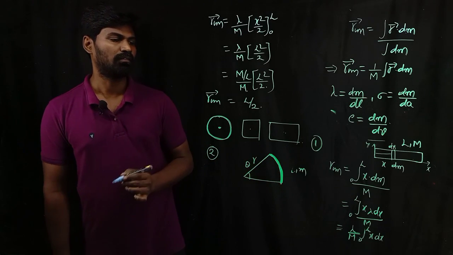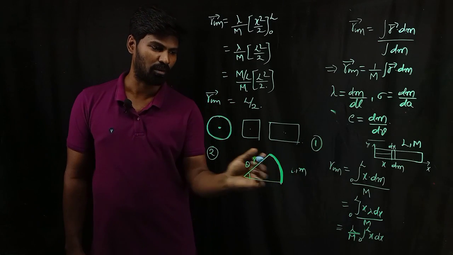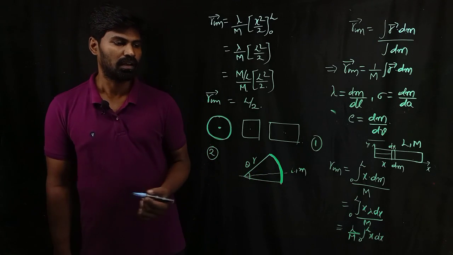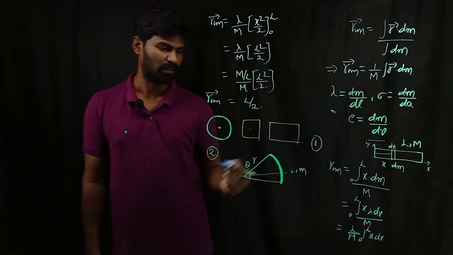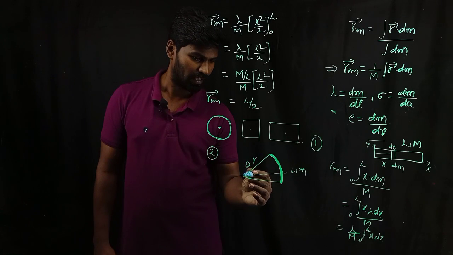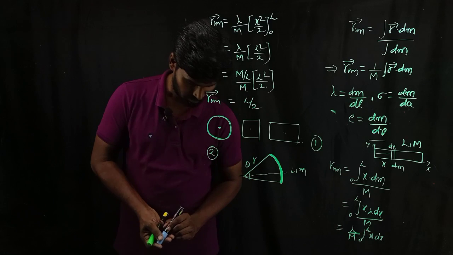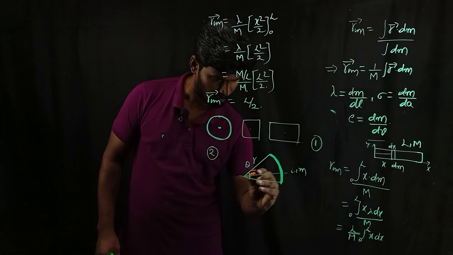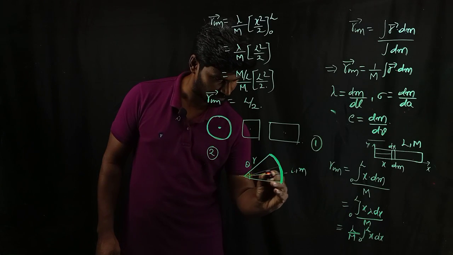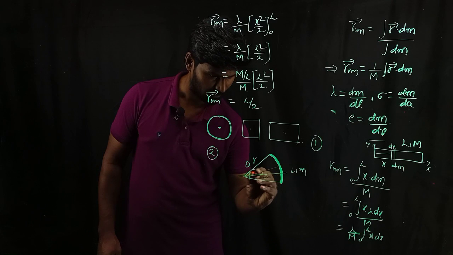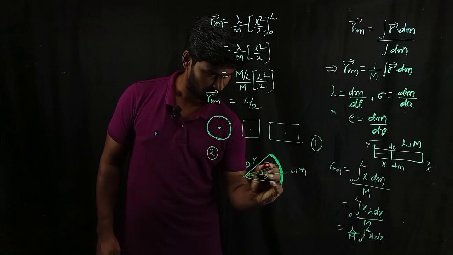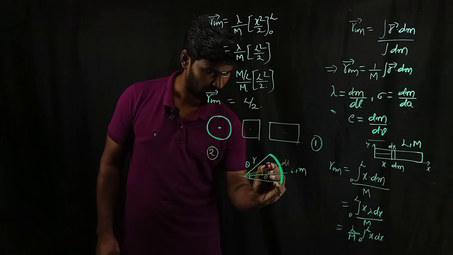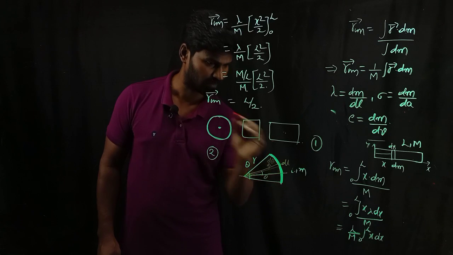So here I'm assuming that it is symmetric with respect to the x-axis. In this situation also, what I will do is consider a small elemental strip at an angle theta with respect to this symmetric axis. At an angle theta, I will consider a small elemental strip of length, let me call it dl, which is subtending an angle d theta at the center.